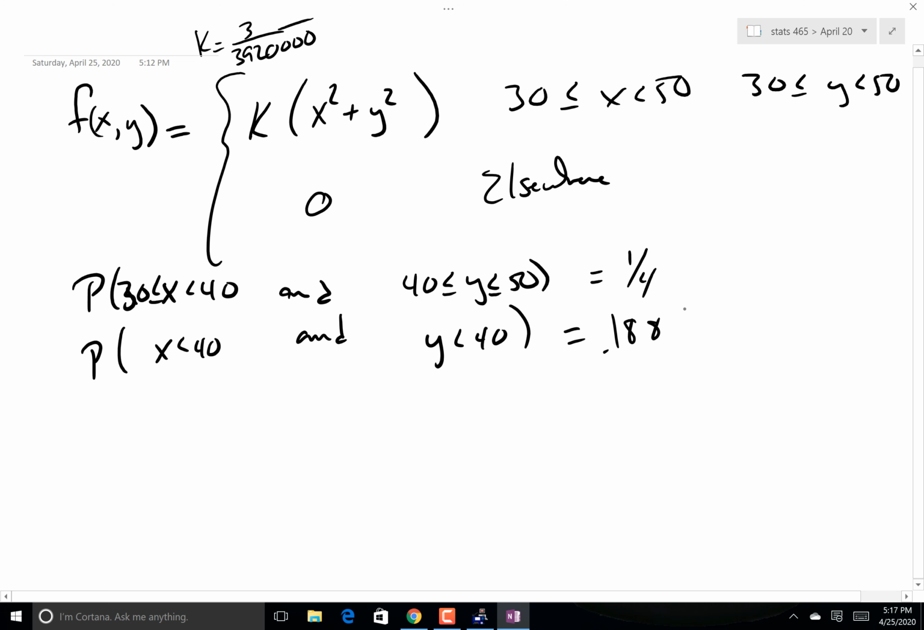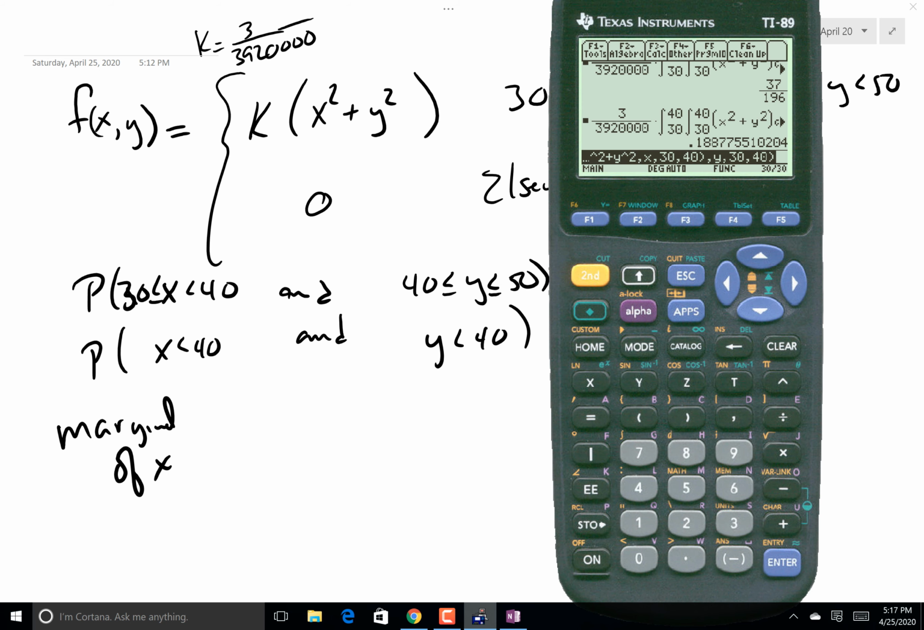Now, could I find the marginal of x on this? Probably. Let's do it. If I want the marginal of x, I would simply get rid of the y's. Let's integrate the y's out. So the y's go from 30 to 50. You have to get rid of one of the integral signs too.